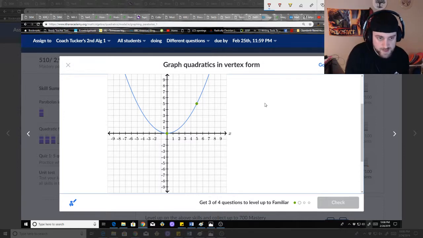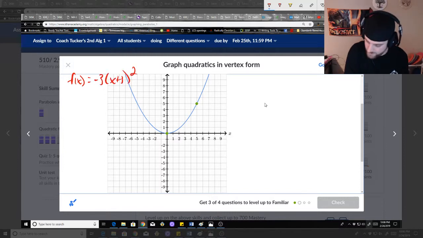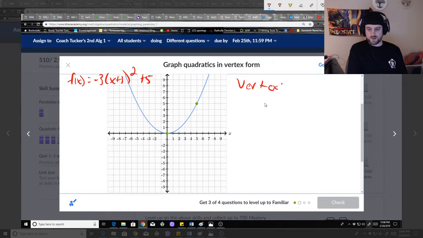So it was f of x is equal to negative 3 times (x plus 3) squared plus 5. First things first, find your vertex. The vertex is a super easy read. Since it's a positive sign, that's opposite. That's supposed to be a 3, by the way. Go with it. So it's negative 3, positive 5.